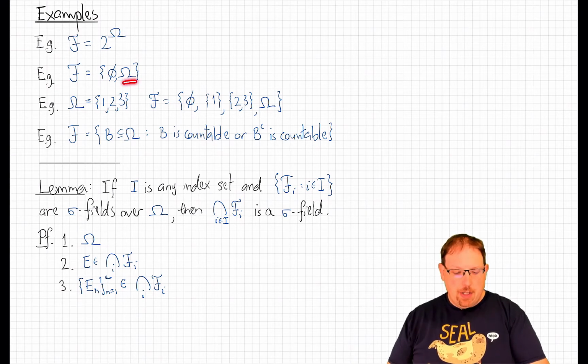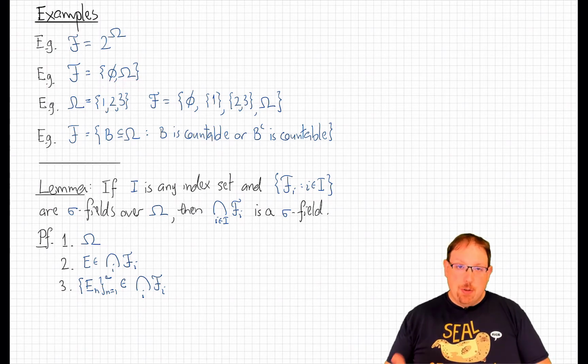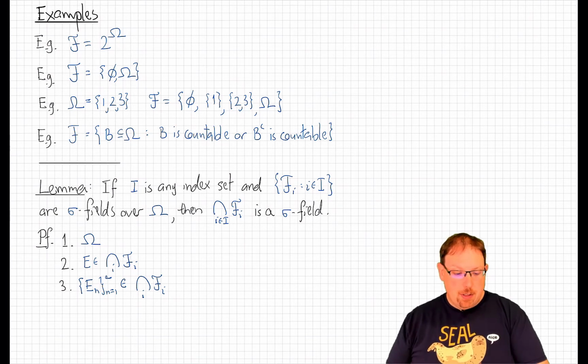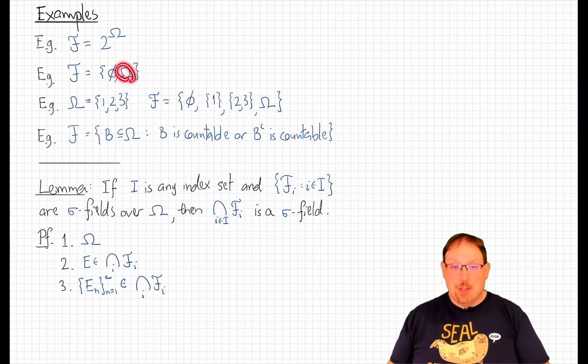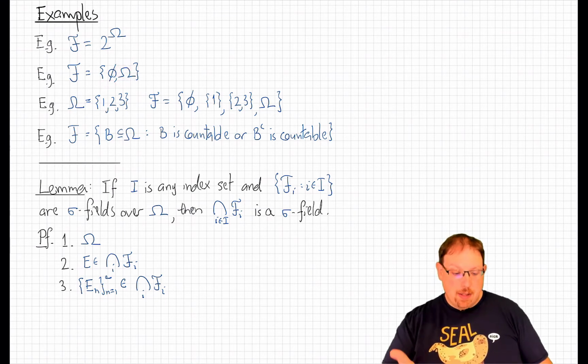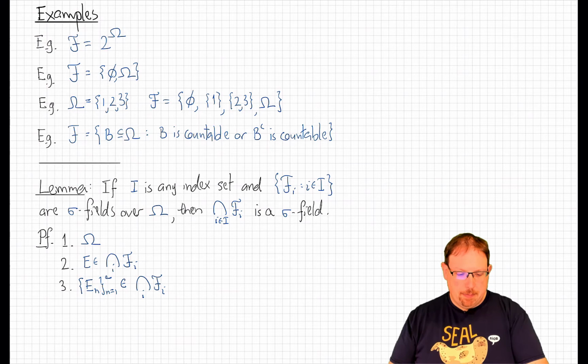Because there are only two sets here, any union is just going to consist of unions of this one and this one, which means you're either going to get this one or this one, depending on whether you include this one or not. And so this is indeed a sigma field. Let's consider a slightly more interesting example.